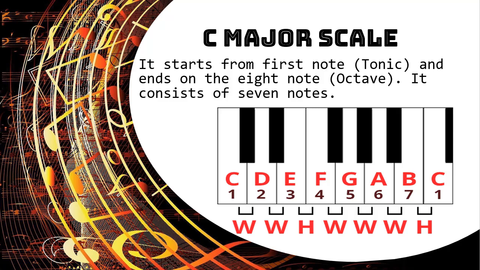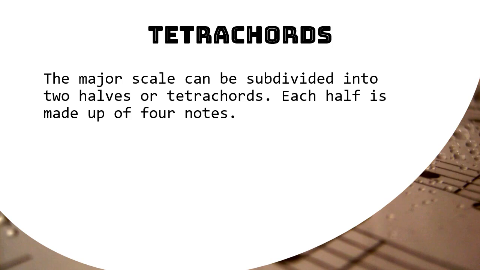Then we now go straight into understanding the structure. How can we break it down? The major scale can be subdivided into 2 halves. Those 2 halves we call tetrachords. Each half is made up of 4 notes.